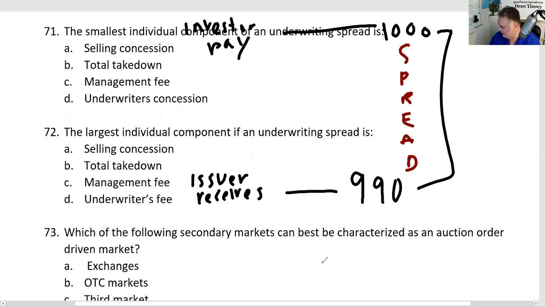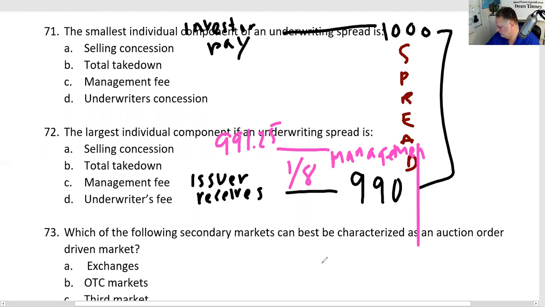Now, as a member of my syndicate, let's say Gamma Global, I'm the lead. I said, I'll let you have bonds for $991.25. That's my management fee. So it doesn't matter who sells the bonds. On every bond sold, the manager is getting 1/8. Now there's two components to the spread that are left. Now the largest component of the spread is the selling concession.